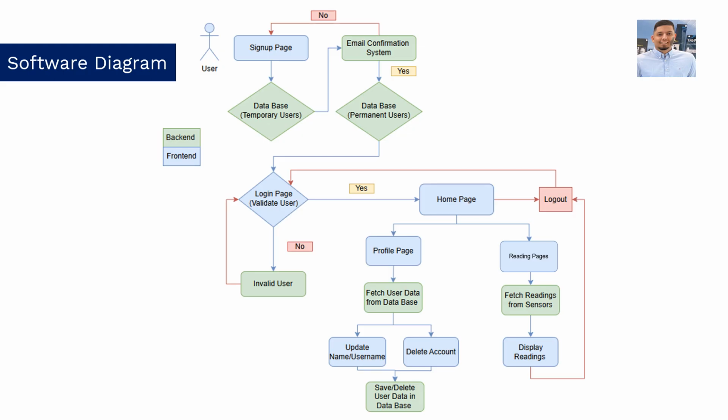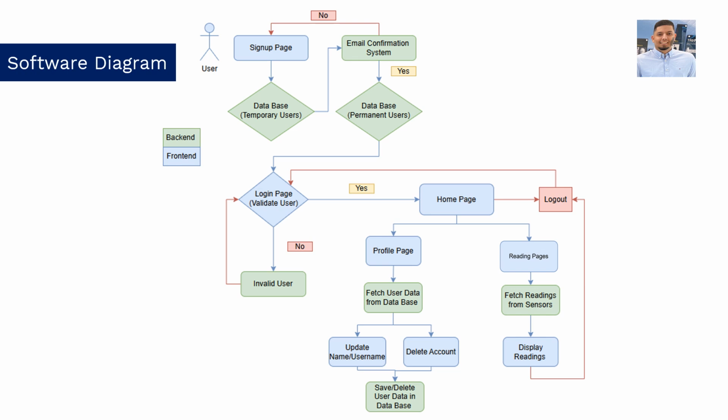This is a software diagram. A user will have to go to the sign up page to create all their credentials. Once you do it, the database will create a temporary user, and then it will send an email confirmation to the user. Once you confirm that email, the database will create a permanent user. Once you have done all of that, you go to the login page and use the credentials you just created and confirm. If the user is valid, meaning that you use the correct username and password, then you will go to the home page. If not, it will be an invalid user and you will have to try again.